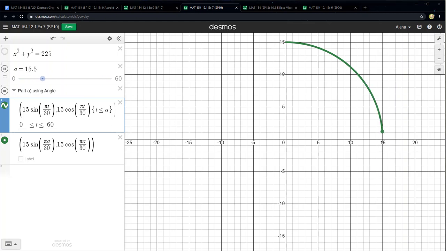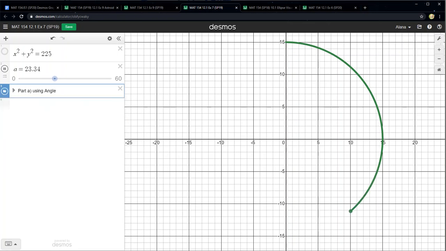Beautiful. All right, so that's one of the many applications that we can use for a parametric equation with a circle or an ellipse.